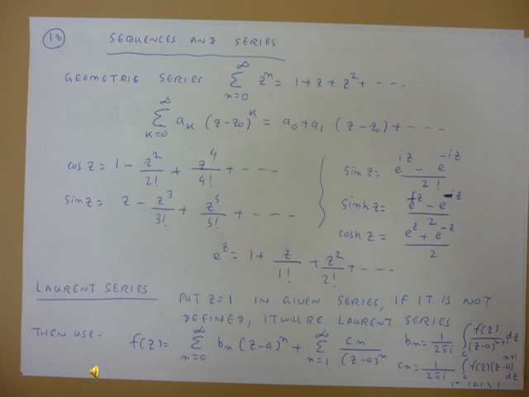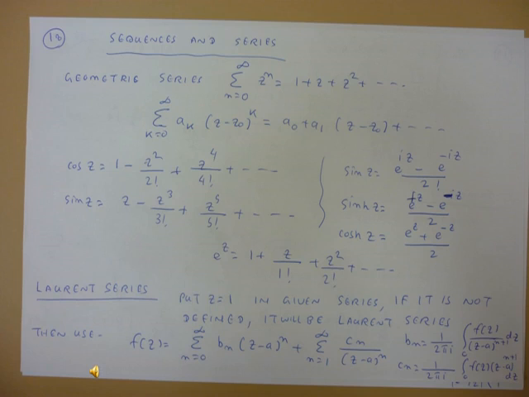In this case, cos z can be expanded as 1 minus z squared by 2 factorial plus z power 4 divided by 4 factorial plus, etc. And sin z equals z minus z power 3 divided by 3 factorial plus z power 5 divided by 5 factorial. And sin z equals e power iz minus e power minus iz divided by 2i. And cos z equals e power iz plus e power minus iz divided by 2. So e power z equals 1 plus z by 1 factorial plus z squared by 2 factorial.